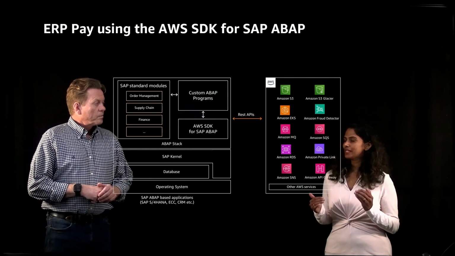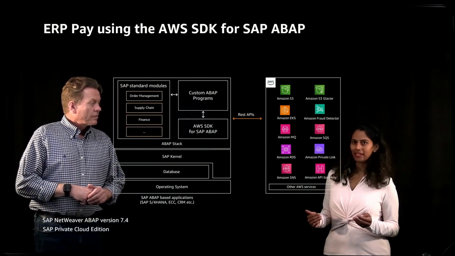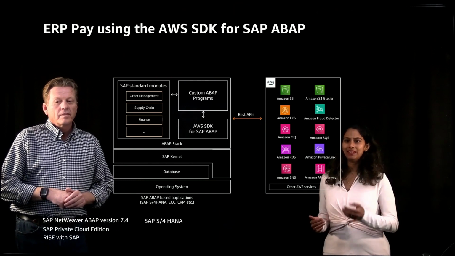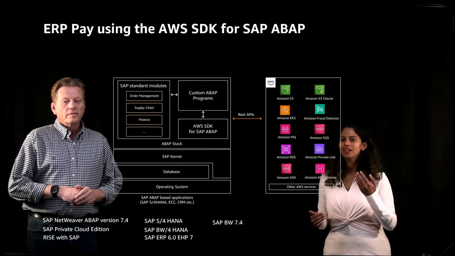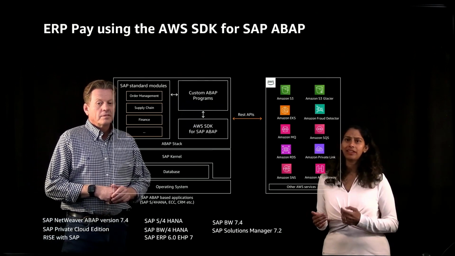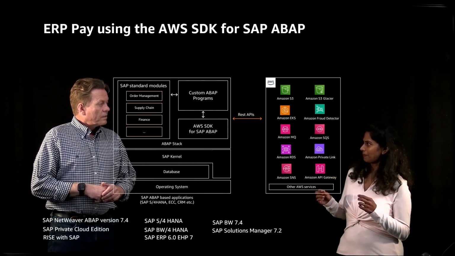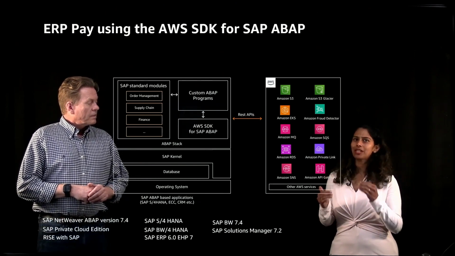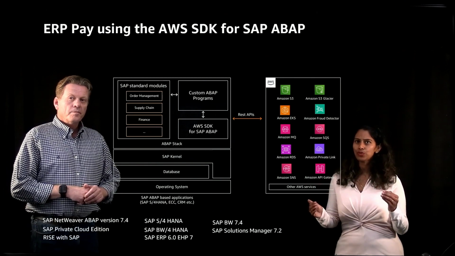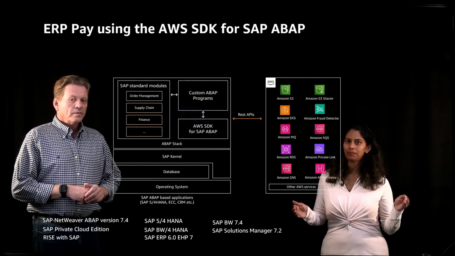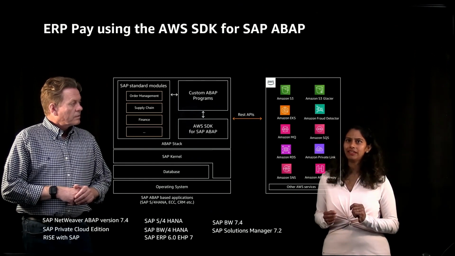The AWS SDK for SAP ABAP supports any SAP ABAP-based application, such as SAP NetWeaver ABAP version 7.4 onwards, SAP S/4HANA, BW/4HANA, and many more. The SDK is a set of ABAP classes that you can import as a transport and use in your ABAP programs to interact with the 300 plus AWS services via the REST API, as we see in here.